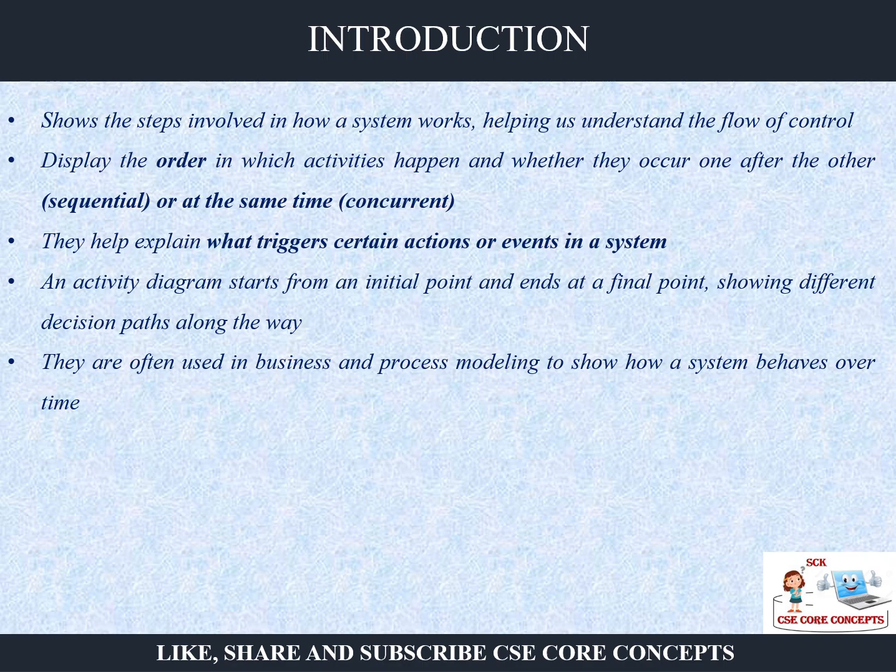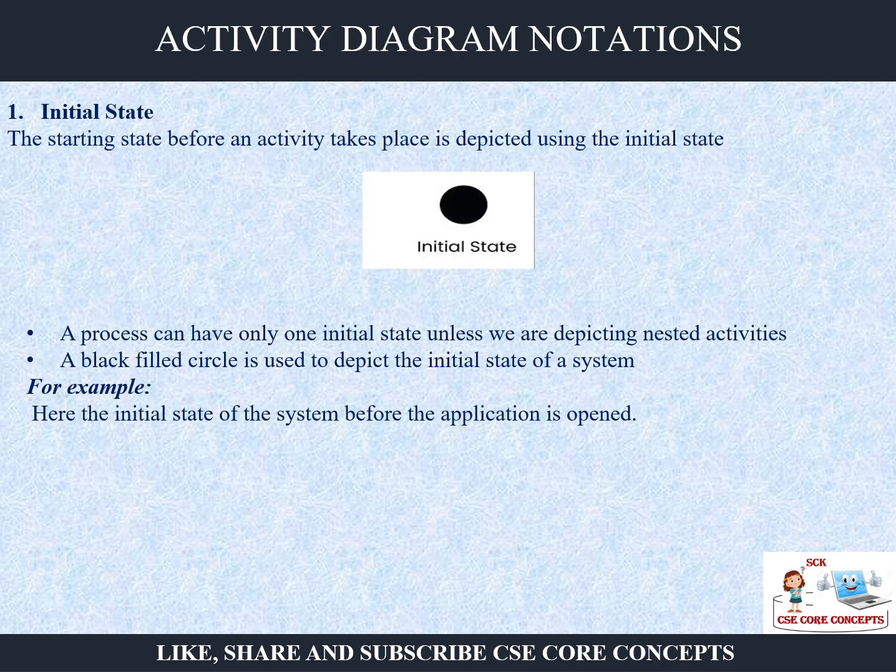Now the activities can happen in a sequential order, that is one after the other, or sometimes we observe that certain activities work concurrently, that is, multiple activities are occurring at the same time. This diagram also explains how one action can trigger another event in the system. It starts from an initial point and ends at a final point, and in between it shows the different decision paths along the way. Majorly they are used in business and process modeling to show how the system behaves over time.